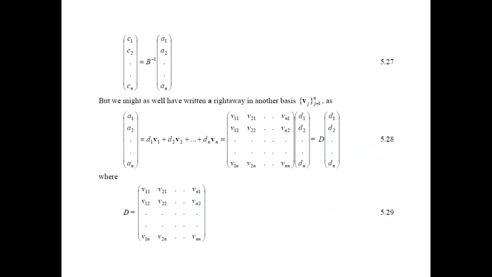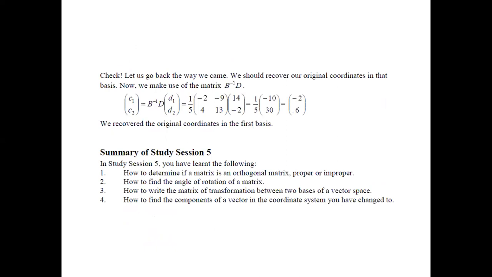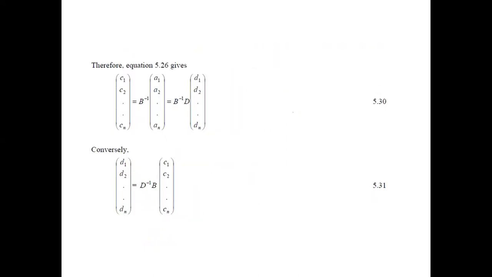But don't forget that A1, A2 up to AN itself is D, D1, D2 up to DN. That's equation 528. Conversely, D1, D2 up to DN is D inverse B, C1, C2 up to CN. That should be easy for you to figure out. Look at C1, C2 up to CN being equal to B inverse D, D1, D2 up to DN. You multiply both sides by B.